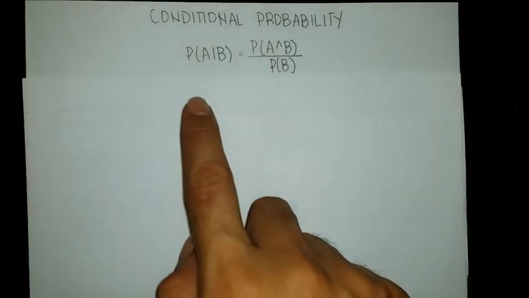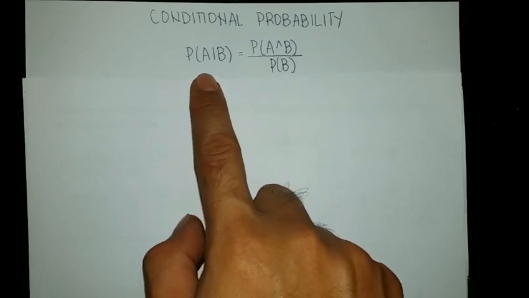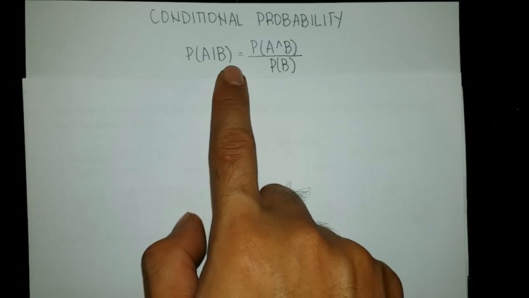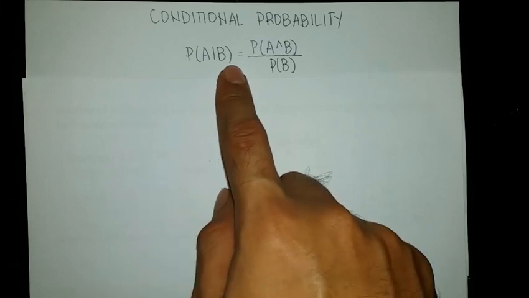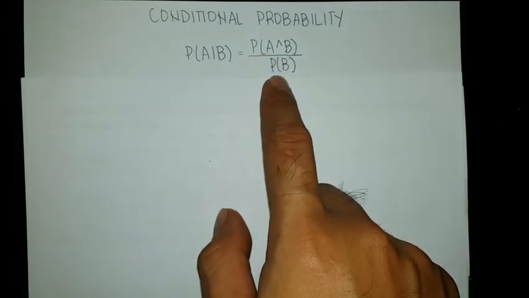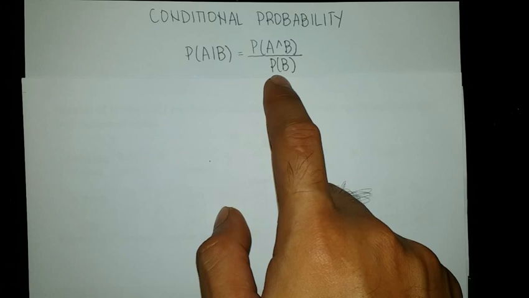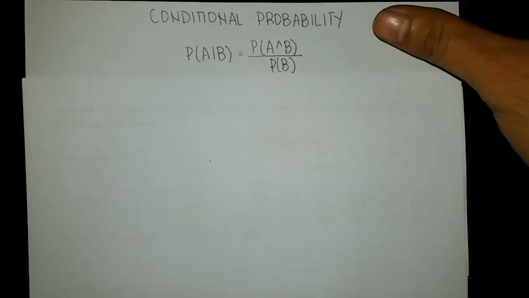So, it is the probability that event A occurs given that event B has already occurred. And it is given by the ratio of the probability of events A and B and the probability of event B. For us to further understand this formula, let us apply it on this example.